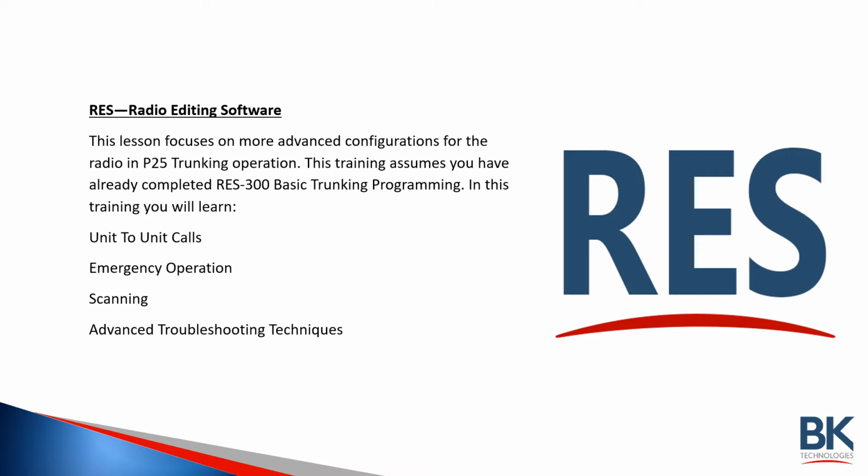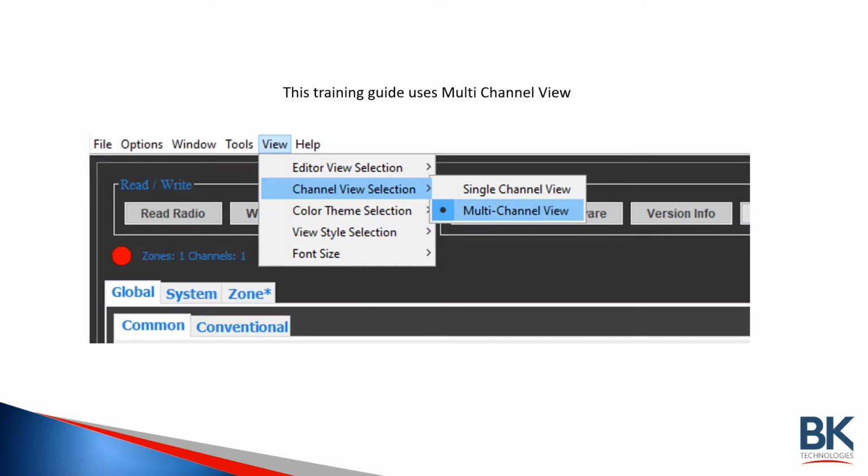This lesson focuses on more advanced configuration for the radio and P25 trunking operation. This training assumes you've already completed the prerequisite training. For the purpose of this course, I will use multi-channel view. This setting can be found under View, Channel View Selection, Multi-Channel View. This is a cosmetic setting and does not affect how the radio is programmed.